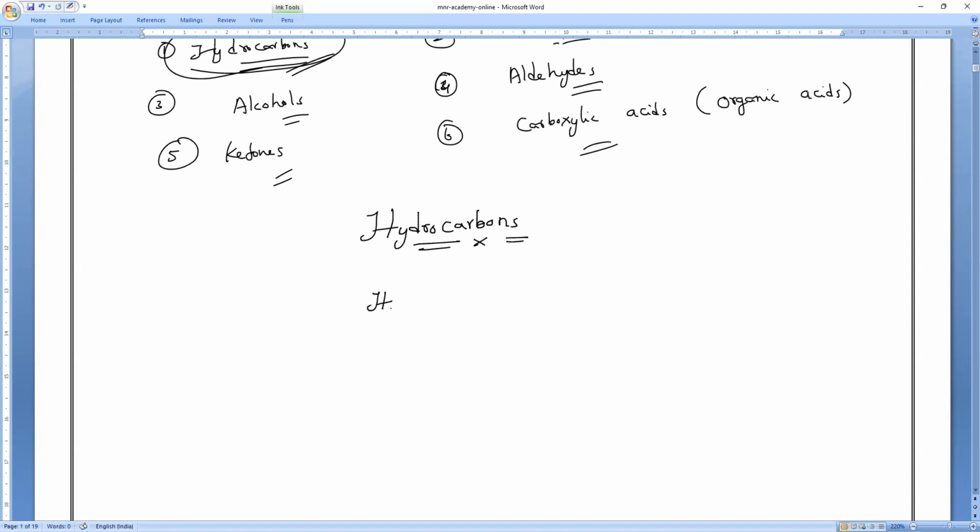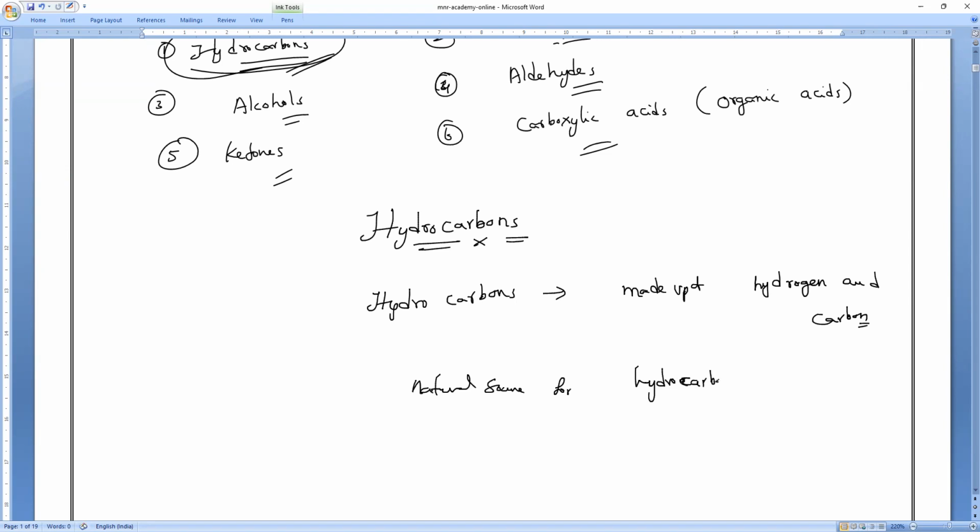So please write it. Hydrocarbons means made up of only hydrogen and carbon. Please remember, no other substances are present. Clear? So the most important natural source for hydrocarbons.